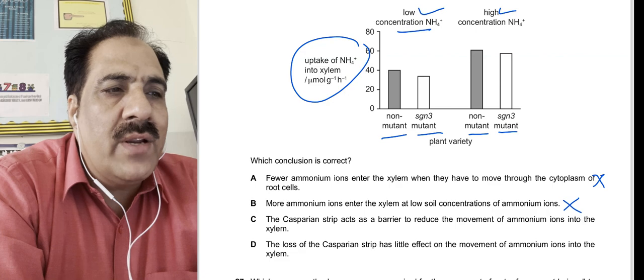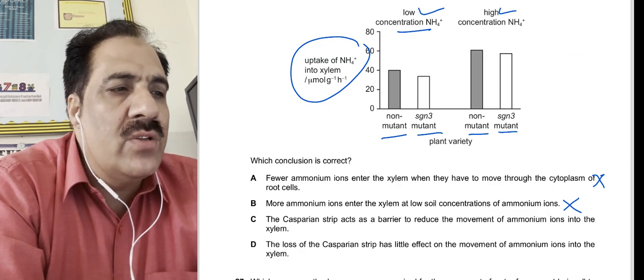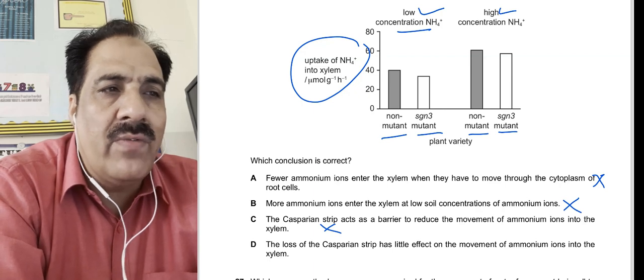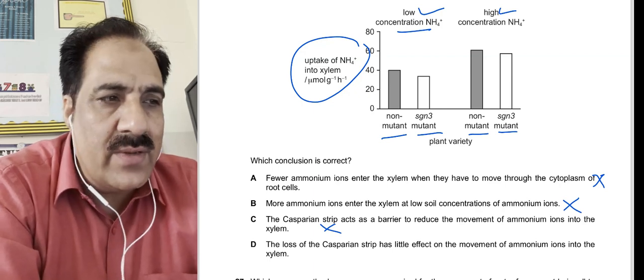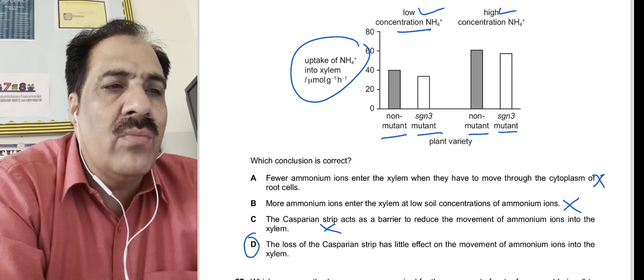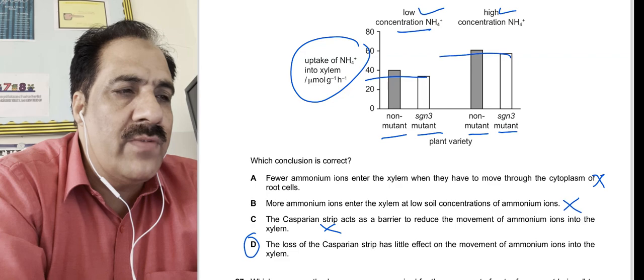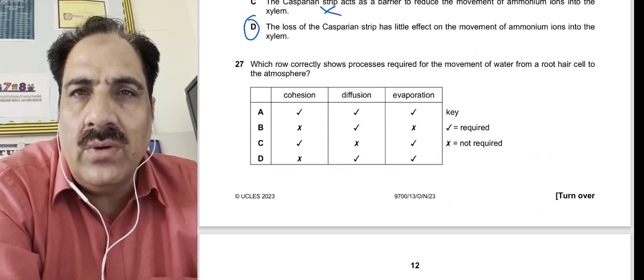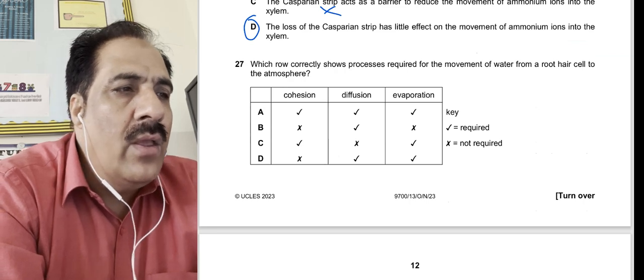The Casparian strip acts as a barrier to reduce the movement of ammonium ions in the xylem. We cannot see that the removal of the Casparian strip has any phenomenal effect on the movement of the ammonium ions. The loss of Casparian strip has little effect on the movement of the ammonium ions into the xylem vessel. This is perfectly correct, because if you look at this, there is not much difference between the two graphs, two bars.